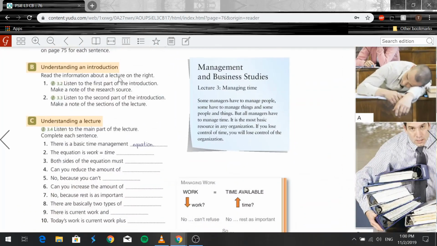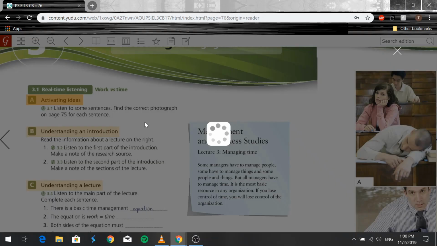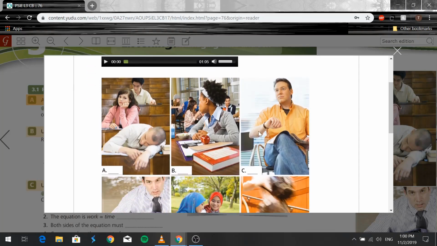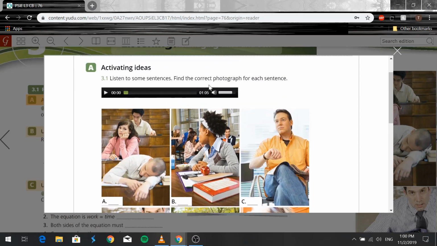Here we have Exercise A, Activating Ideas. We're going to be listening to some sentences, and we're going to try and find the correct photograph for each sentence. I'll play it once first, and then I'll play it again while choosing the correct photograph. So here we go. Track 3.1.